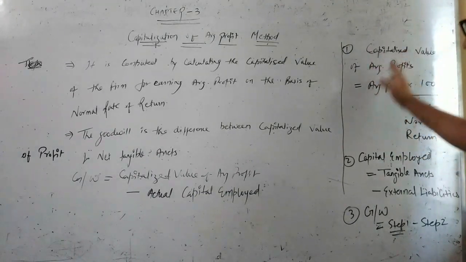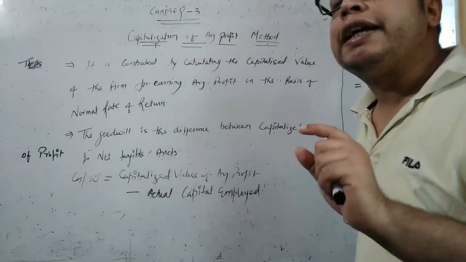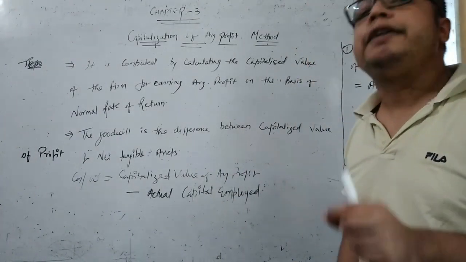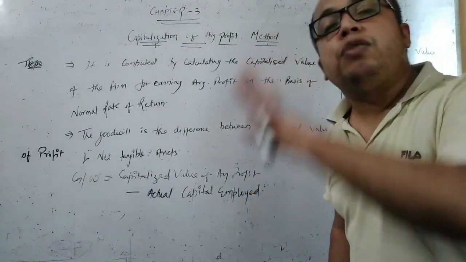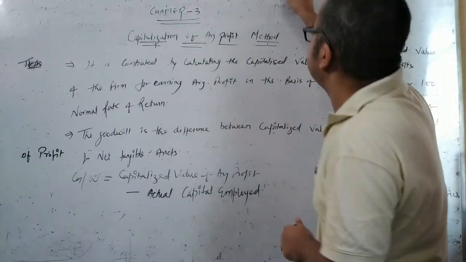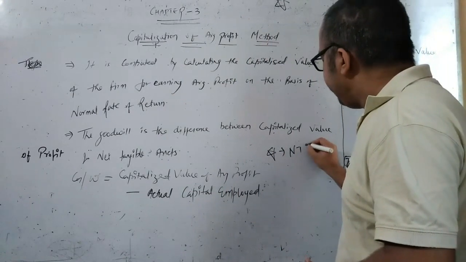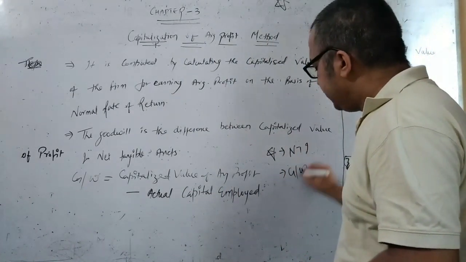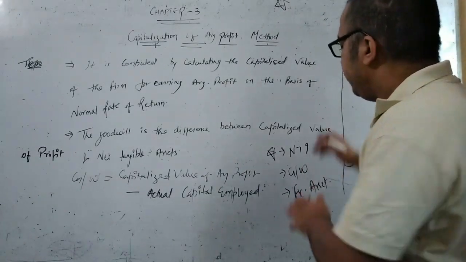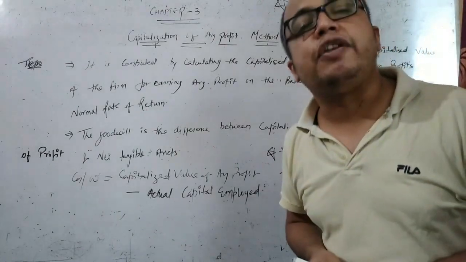Once we get the capitalized value of average profit, your next step is to compute actual capital employed. And how can we compute actual capital employed? We can compute actual capital employed by subtracting outsiders' liabilities from total assets. And again, from total assets, which three things do we have to exclude? Non-trade investment, goodwill, and fictitious assets. Now, after reducing external liabilities from that, you will get actual capital employed.